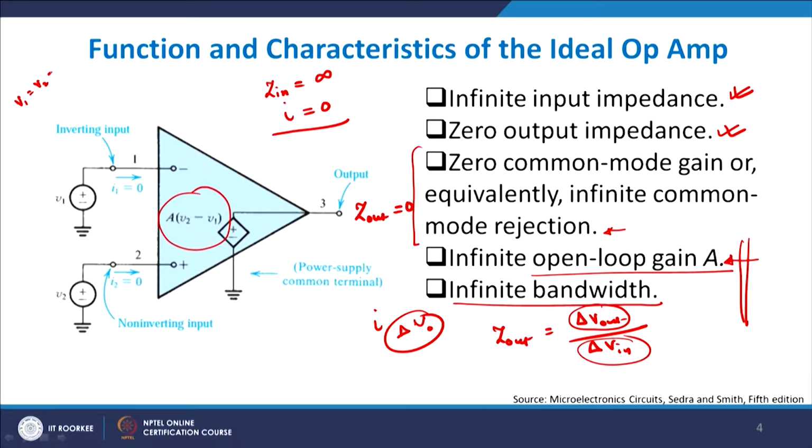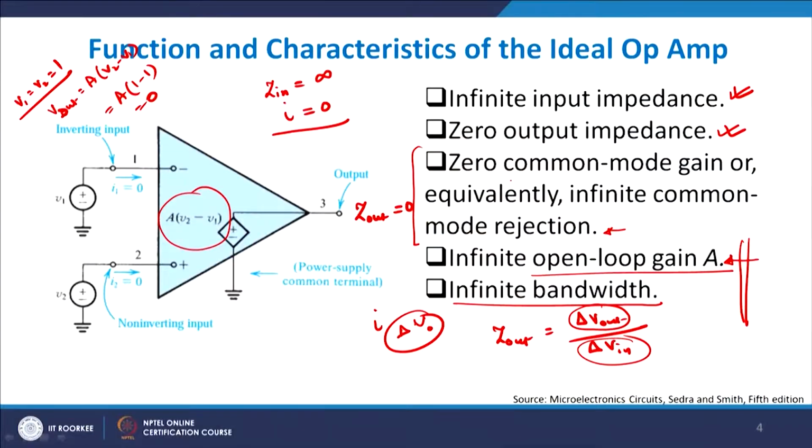So if I have V1 equal to V2 equal to 1 volt, then of course ideally my V3 or V out will be equal to A times (V2 minus V1), and therefore A times (1 minus 1) will give you 0. So my V out will be equal to 0, which means that any signal which is common to both the terminals will be automatically rejected, or the gain will be almost equal to 0. This is known as the common mode gain.